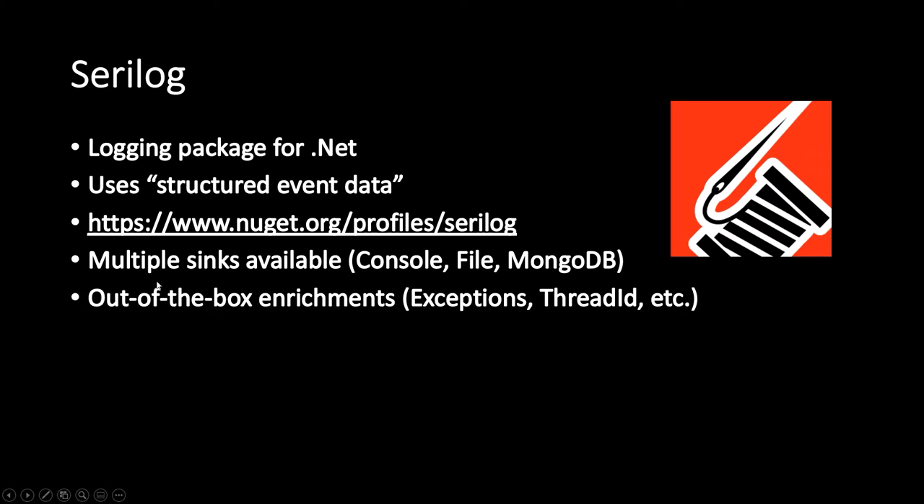And the availability of multiple things, as we said, available from NuGet. Things like destinations that the logging messages get written to. So an example would be console. An example would be file. An example would be MongoDB, etc. And everything, again, is accessible from NuGet.